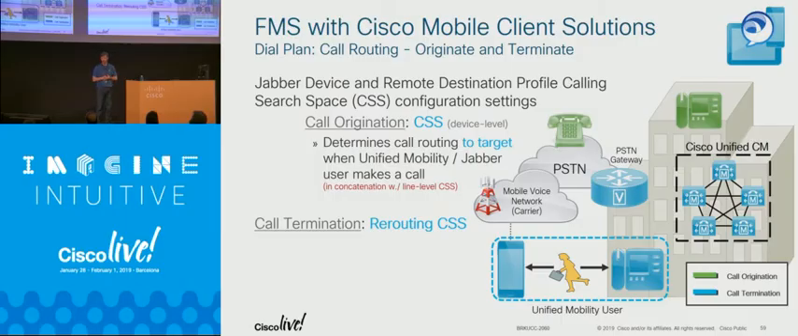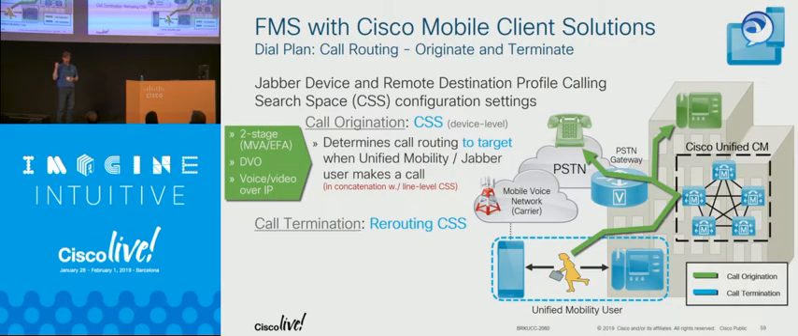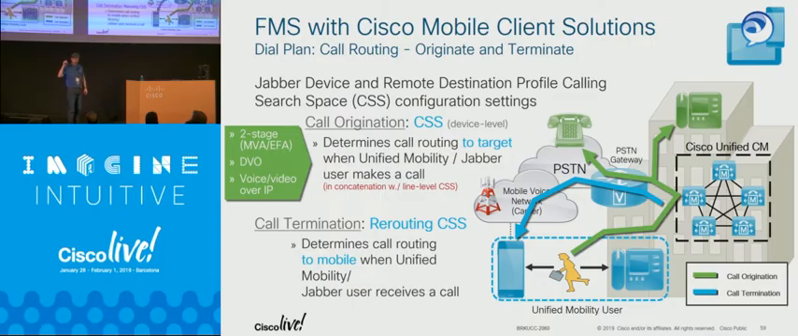This is the calling search space used when we route calls to the device, to Jabber, or anywhere we make a call. Anytime we make a call, we use that. However, call termination, when we receive a single number... I'm jumping ahead. Two-stage dialing, dial via office, and voice and video over IP use that calling search space. But the one I want people to understand is the rerouting calling search space.